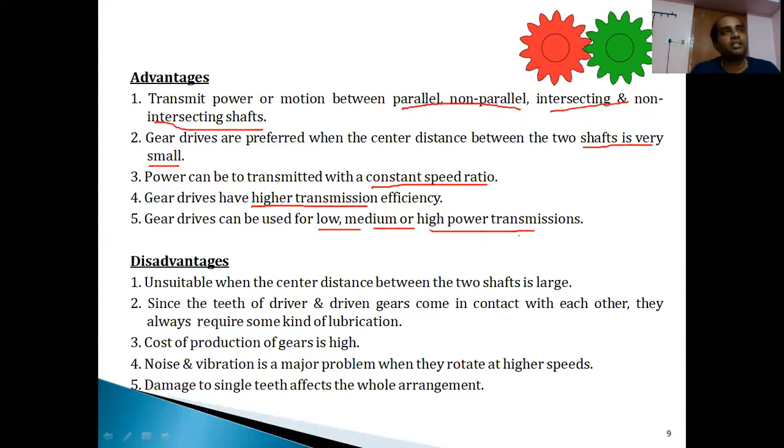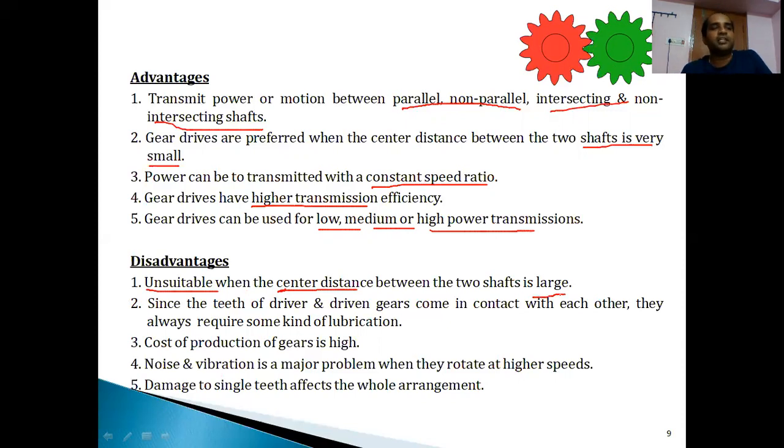But apart from this, the gear drives have some disadvantages compared to the belt drives. One important thing is they are unsuitable when the center distance between the shafts is very large. So I was telling you, if you are operating a floor mill, to run the floor mill, the belt is coming from the motor towards the mill. If you use gear drives, that is not so feasible. Their center distance is very large. That is the reason that gear drives cannot be used when the center distance between the shafts is very large.